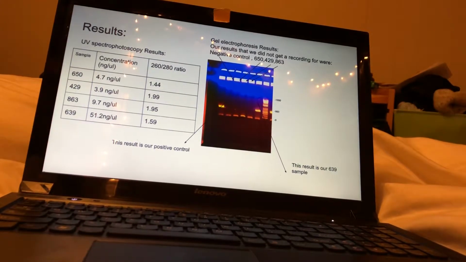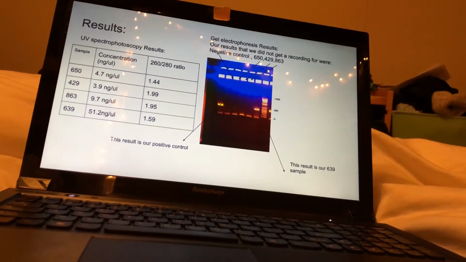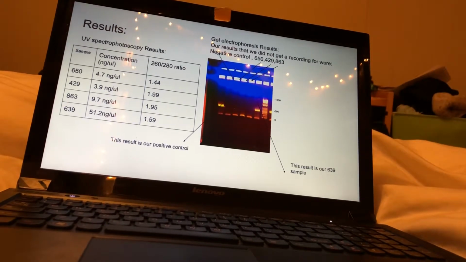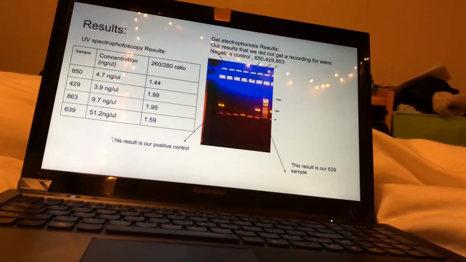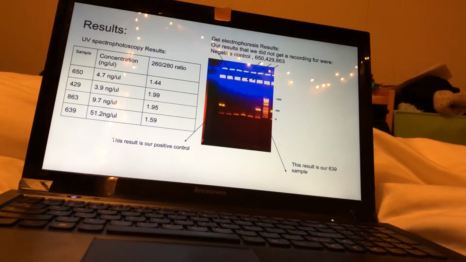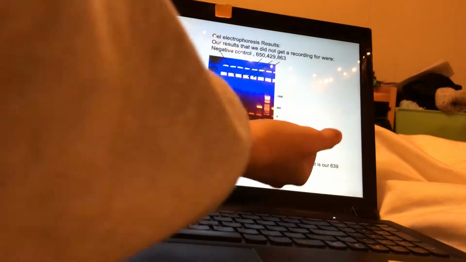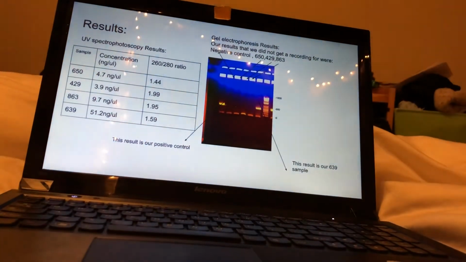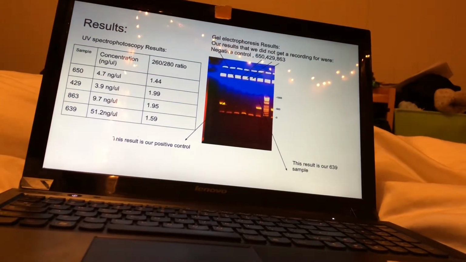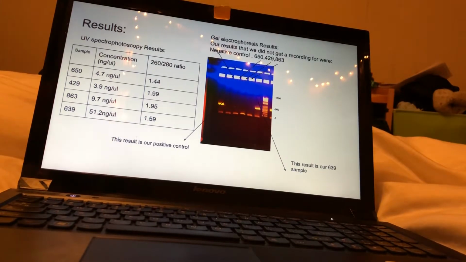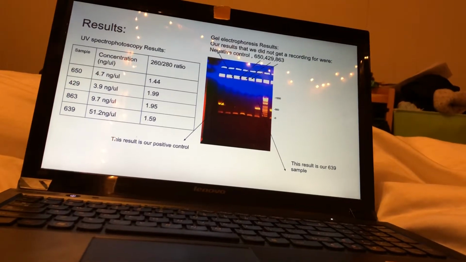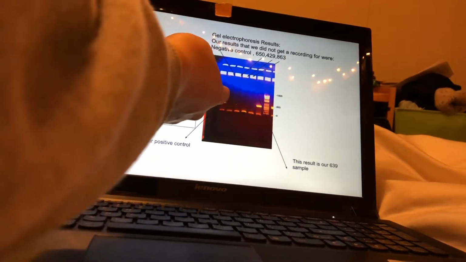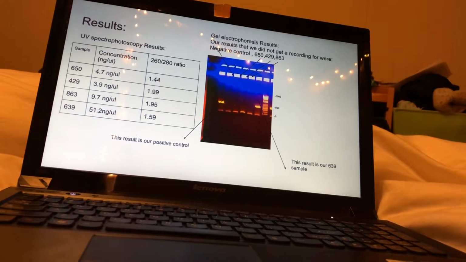Here are results from the spectrophotometry. Here you can see how far our samples traveled in the agarose gel. This section right here was the only result that we yielded. That was from our sample 639. I believe that was a chicken. We also yielded results from our positive control, and our negative control also worked, but didn't show up, of course.